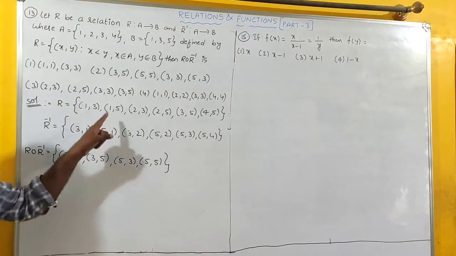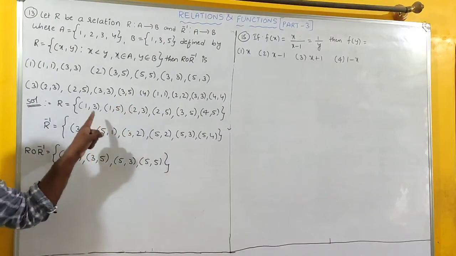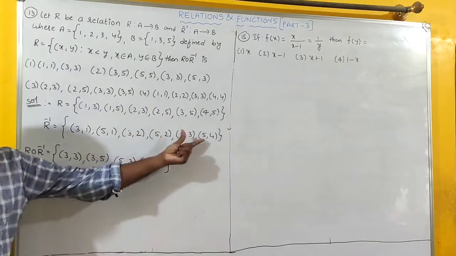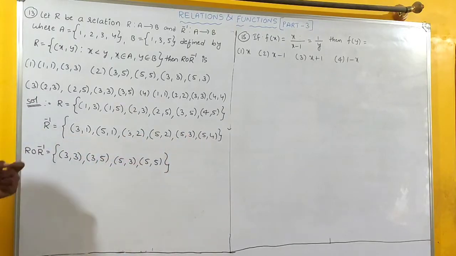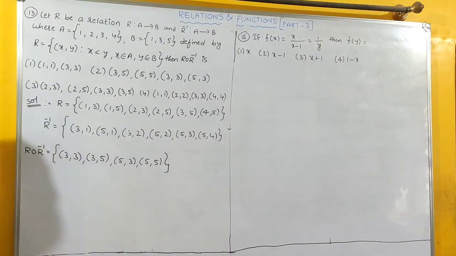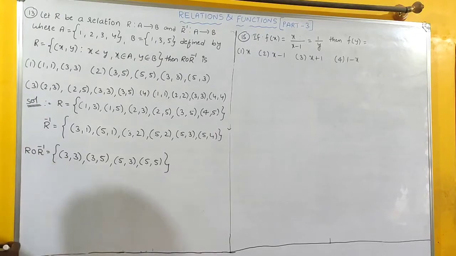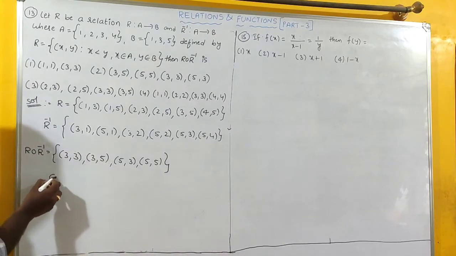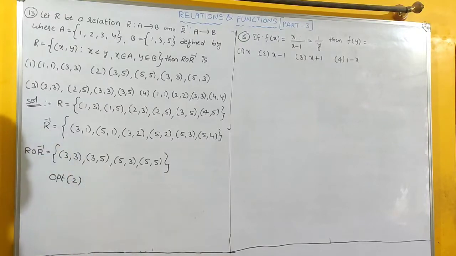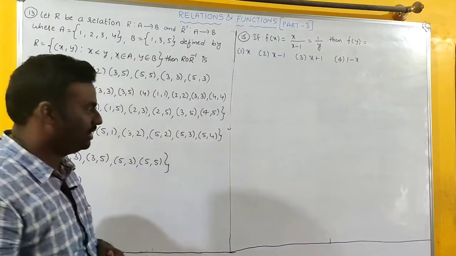And 5, 1. Again, 1 is related to 5 and 1 is related to 3. That's why 5, 3 and 5, 5. If you take other pairs also, you get the same. So finally we got R circle R inverse is 3, 3, 3, 5, 5, 3, 5, 5. That is nothing but option 2, which is the correct answer. Okay, now coming to the 15th question.